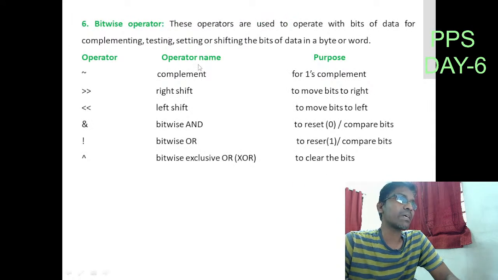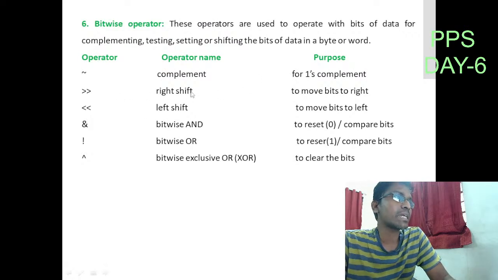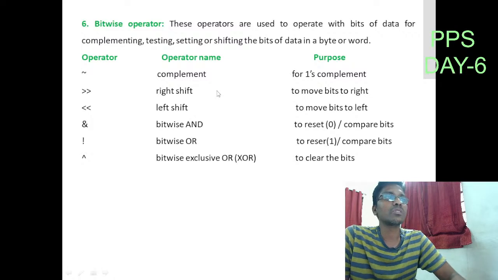And next one is the bitwise operators. These operators are used to operate with the bits of data, like 1 and 0. These are the bits. For that we are going to use these different types of operators in bitwise operations, like the bitwise complement operator, which is called the ones complement, the right shift operator, the left shift operator, bitwise AND, bitwise OR, and bitwise exclusive OR. So these are all used to operate with bits only, like zeros and ones.